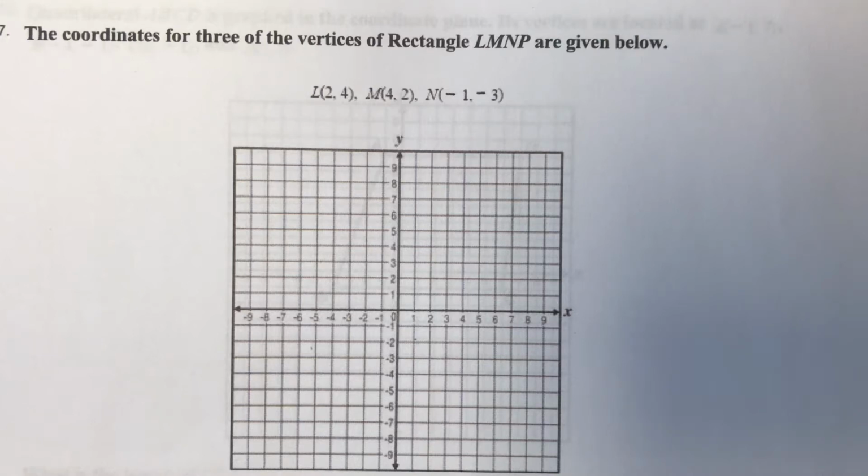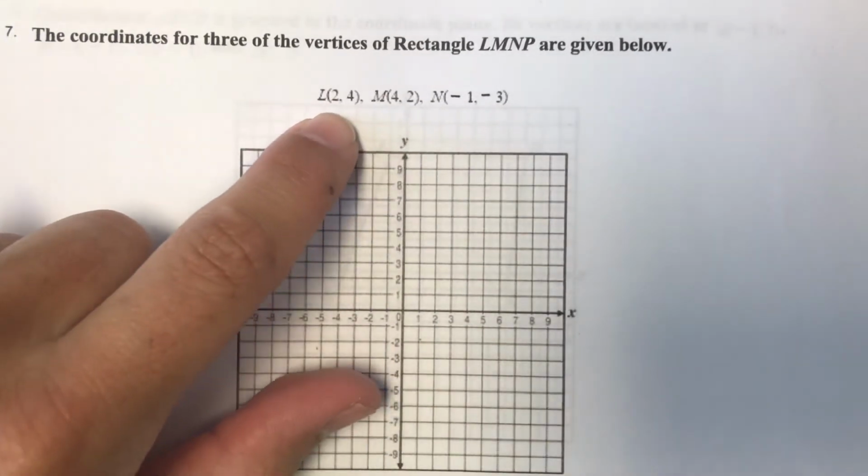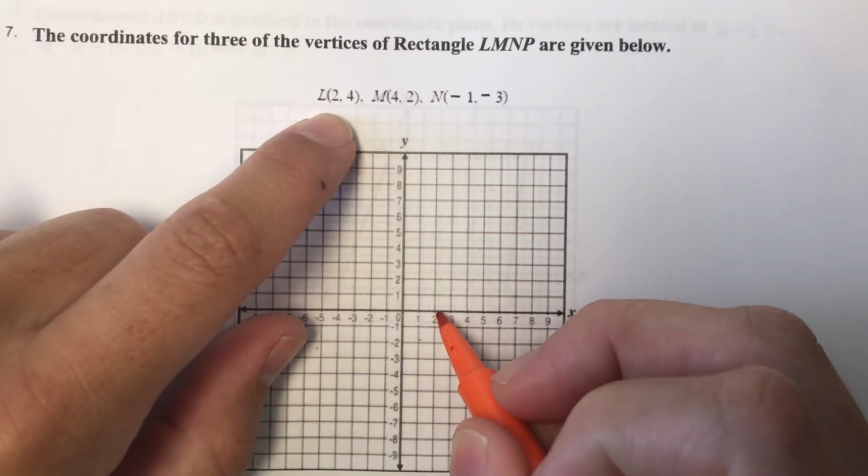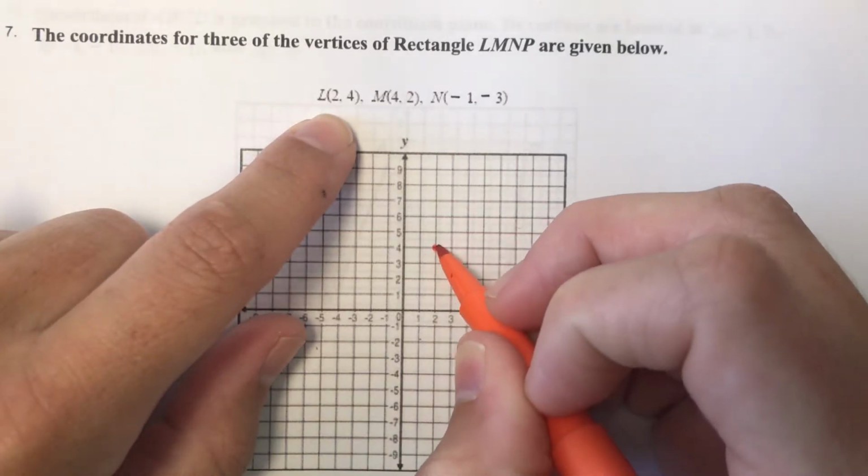So this first one, it tells me that the shape is going to be a rectangle, but if you notice, they've only given me 3 ordered pairs, so that means I'm going to have to figure out what that 4th one is. But since they've already told me it's a rectangle, that kind of gives me all the information I need to know. So looking at my first point, it is +2, +4.